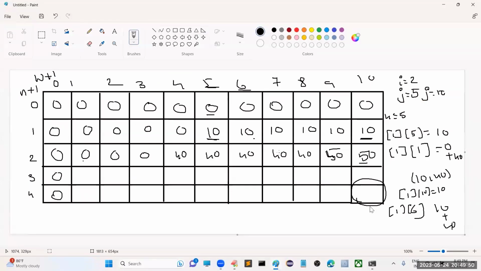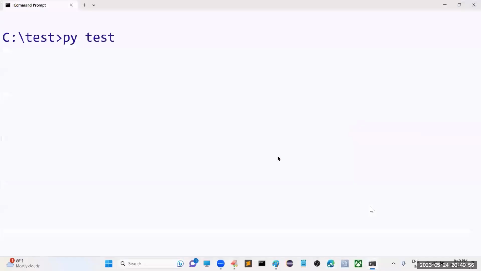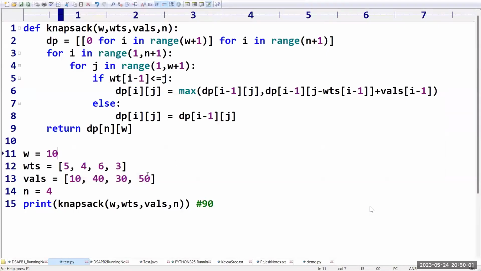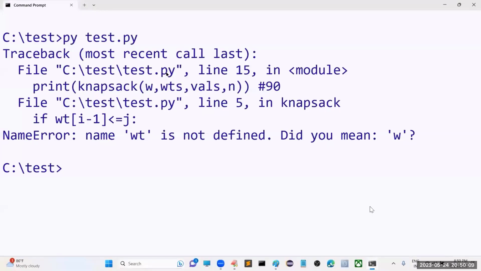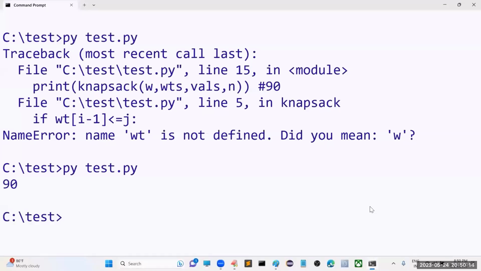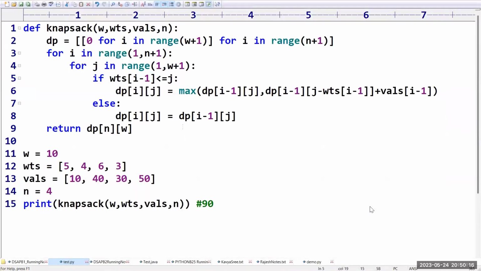Yes, sir. Even I have a doubt, but first let me check really whether this code is going to work or not. I need to have a look once. WT is not defined. WT, yes, we have to take it somewhere, a spelling mistake in the if statement. Yeah, we are getting the answer perfectly.